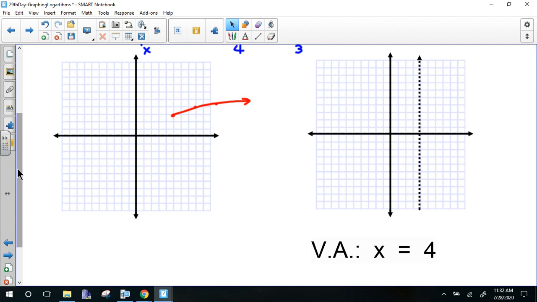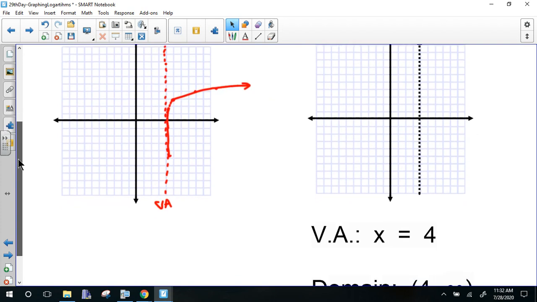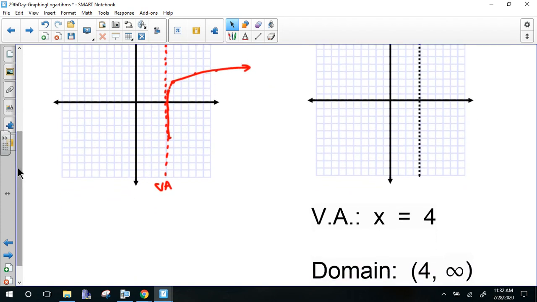So at x equals 4, there is a vertical asymptote. So this graph gets really, really close, but never touches that line. So we're going to have a domain, excuse me, of 4 to infinity.